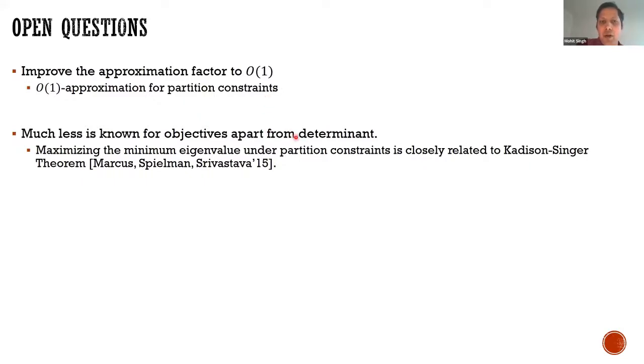I only talked about the determinant. Much less is known for objectives apart from the determinant. For example, you could try to maximize the minimum eigenvalue, which also captures many different problems in many different areas. Okay, let me end there.